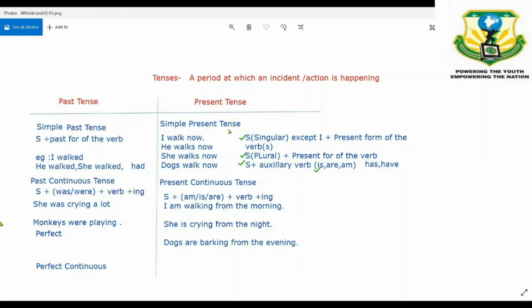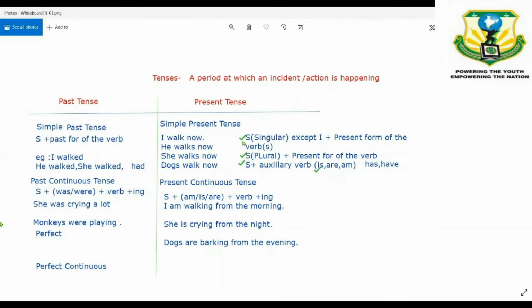In simple present tense, we always have the verbs in the present format. It will not have any changes, only the present format. But we have some exceptions. This letter I always has an exception. If any verb is followed by I, it will have the simple present form of the verb. I walk now.